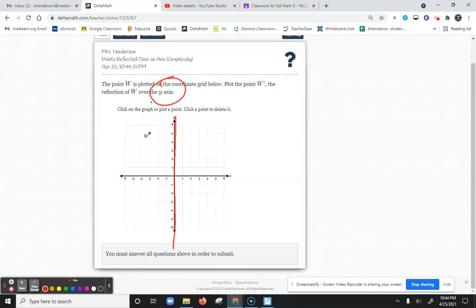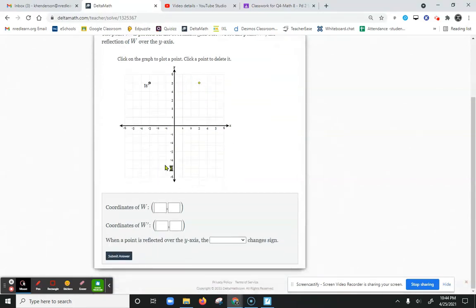Please make sure you're reading your question carefully so you don't go in the wrong direction. So take your mouse and count from W to the line of symmetry, which is the y-axis. So 1, 2, 3 units. Now we're going to count again in the other direction. 1, 2, 3 units. Let's take some notes.